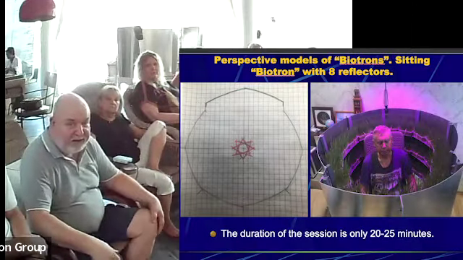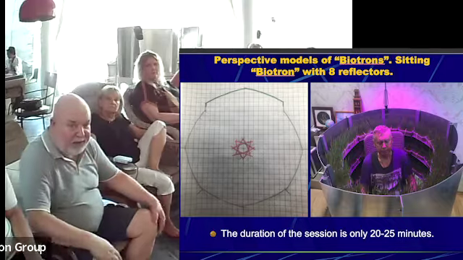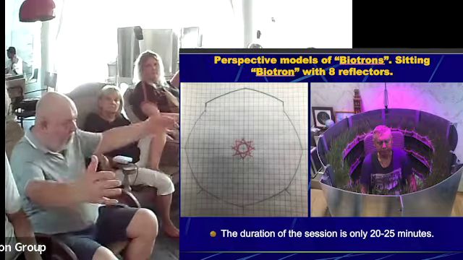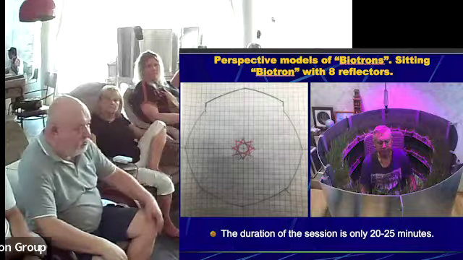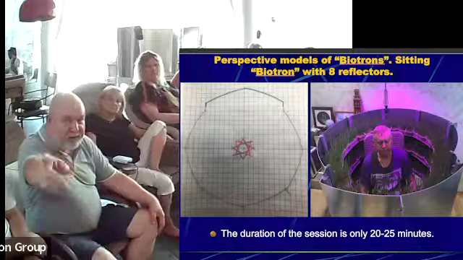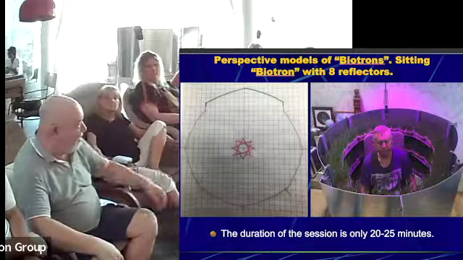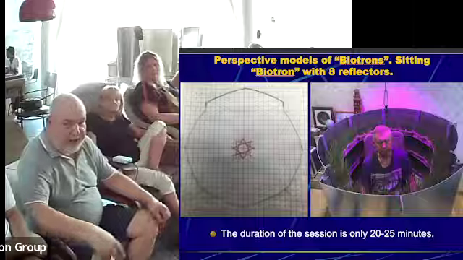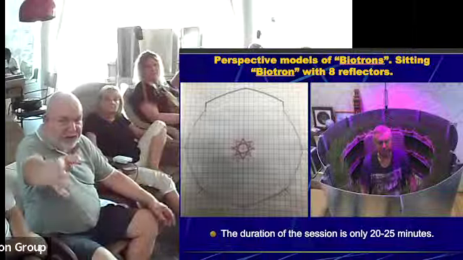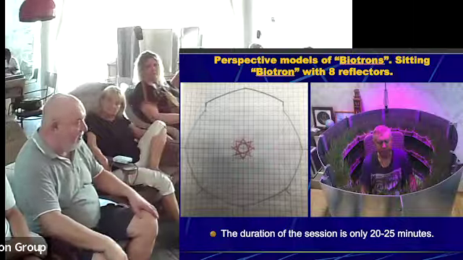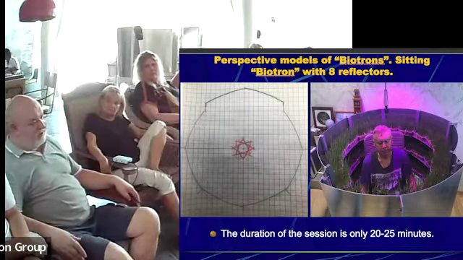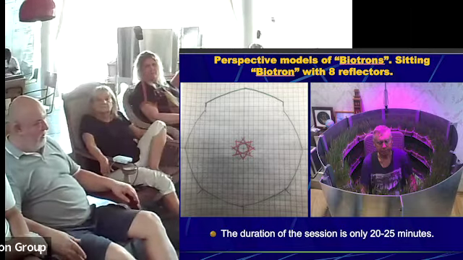Many-sector Biotrons. This is also 8 sectors. This is just an example of 2 models. These are 4 reflectors. This is what I sent to Richard, and we will make shelves during my stay here, and it will be like this. So it's 60 trays inside with plants, and not more than 20 minutes is necessary to stay there.